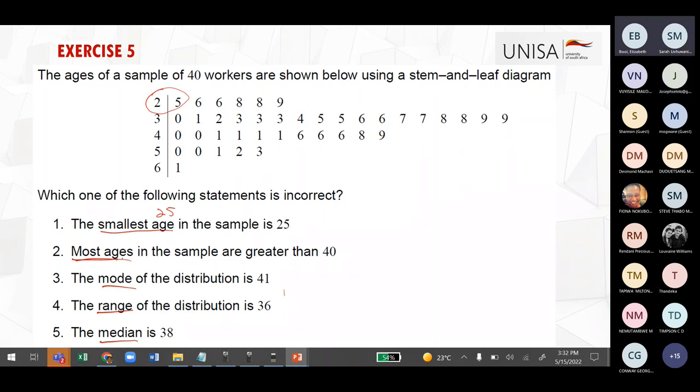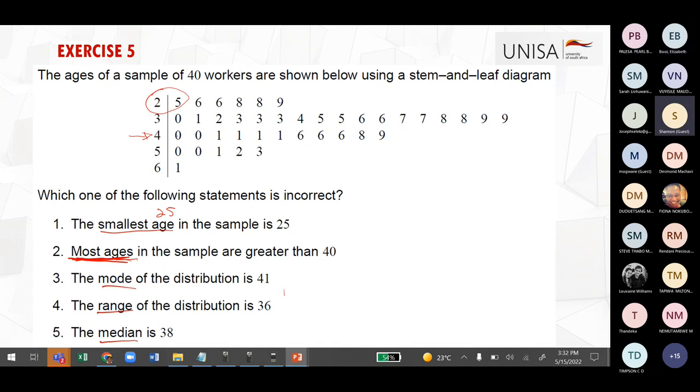Most ages in the sample are greater than 40. True. It says most ages in the sample are greater than 40. How do you know that they are greater than 40? I would say it's false. I said true because I calculated the ages of 40, 50, and 60. Unless I'm misunderstanding. But so you don't count the 40, let's count them. 1, 2, 3, 4, 5, 6, 7, 8, 9, 10, 11, 12, 13, 14, 15, 16, 17. Yes. There are 17 above 40. So it's false.